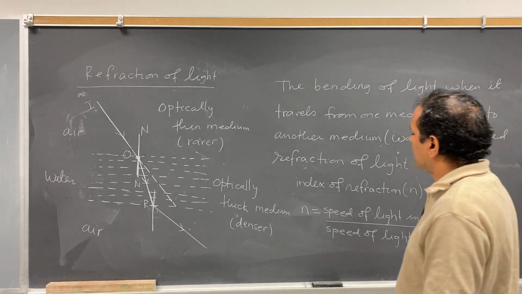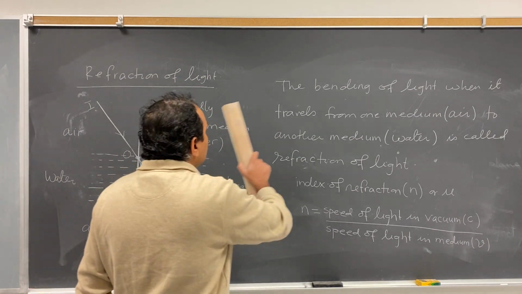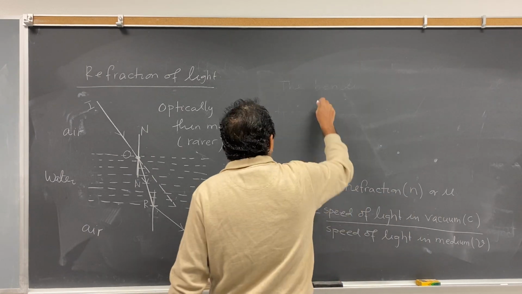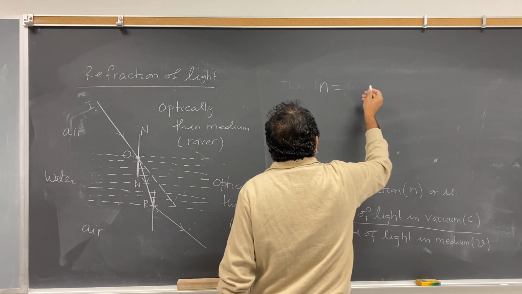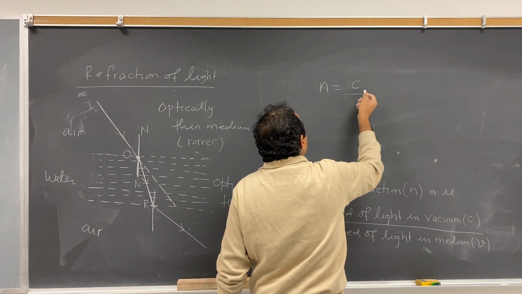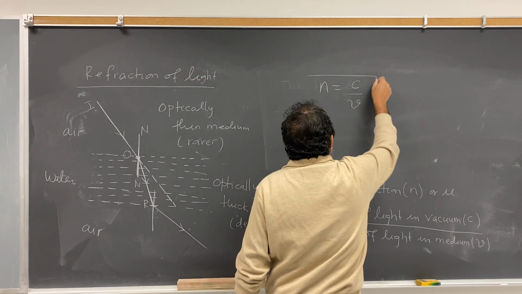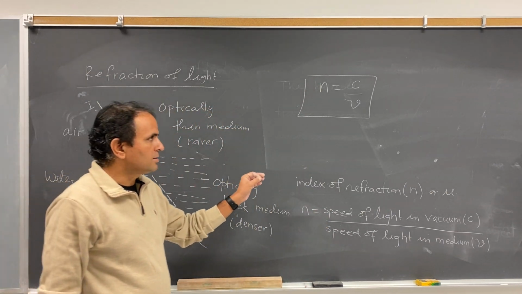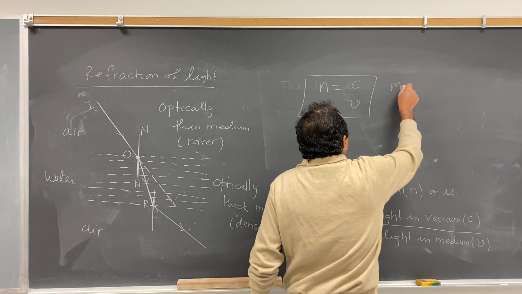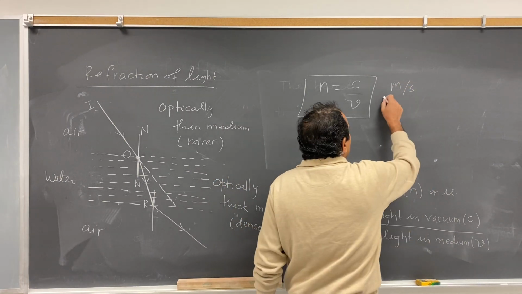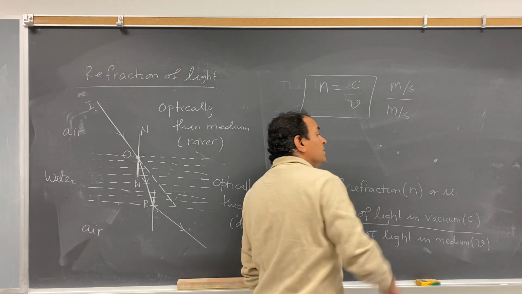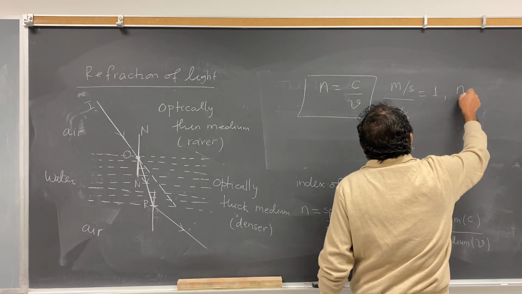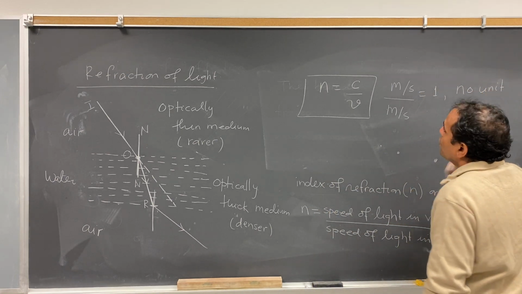So your index of refraction is speed of light in vacuum divided by speed of light in the medium. So you can write index of refraction n equal to c, speed of light in a vacuum, divided by speed of light in the medium, c divided by v. This is the formula to calculate the index of refraction. So what is this? Look, meter per second, speed of light in the vacuum, divided by again meter per second in the medium. Meter per second divided by meter per second, nothing. No unit. Index of refraction has no unit.